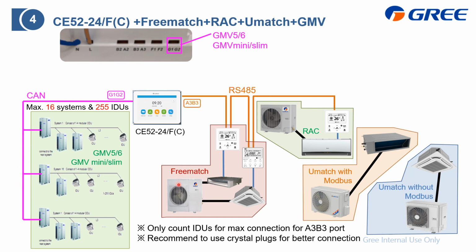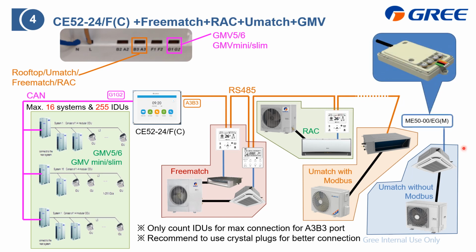As for the FreeMatch and the RAC, we need to apply the wired controller as an adapter to change the signal to Modbus with RS485 connection and also connect in series between each other, then to the A3B3 port. As for the UMatch, if it has the Modbus output, you can directly connect to the PCB, then also connect in series to join the RS485 bus.